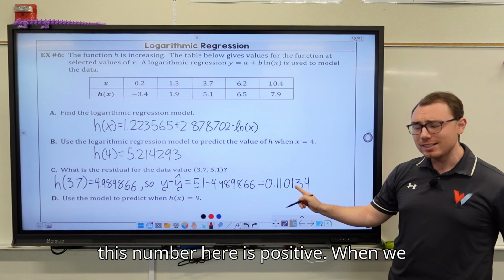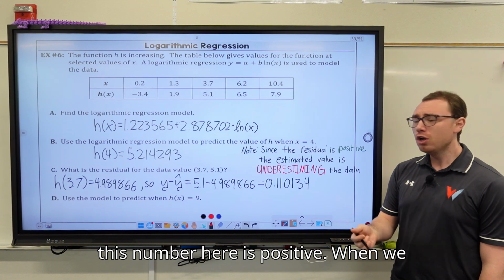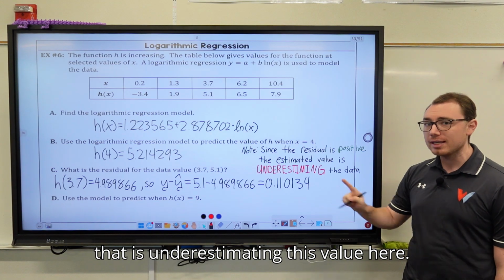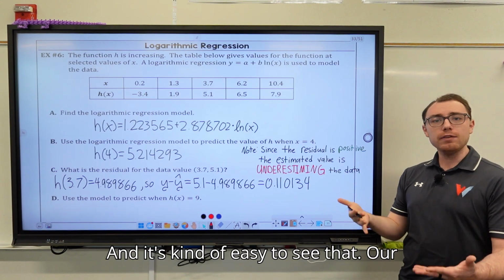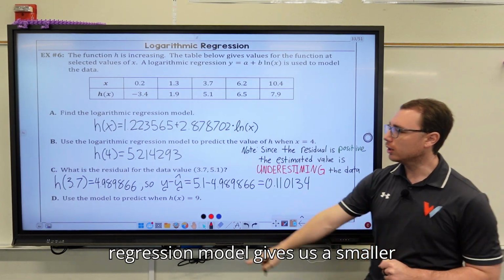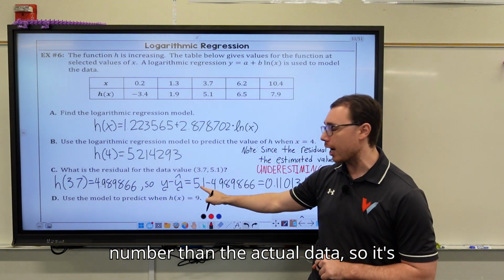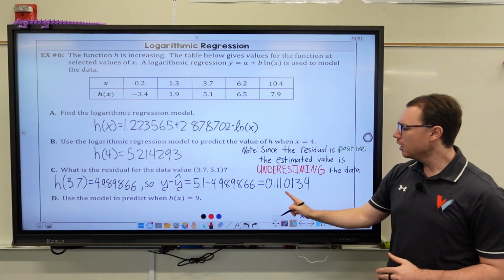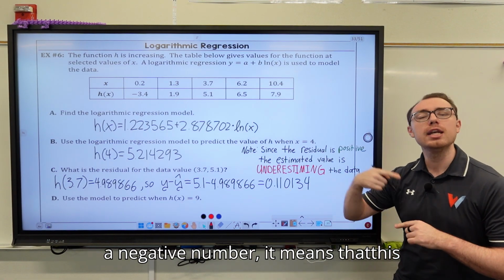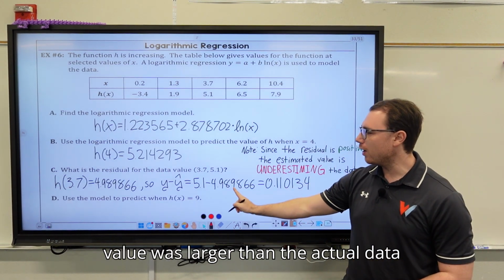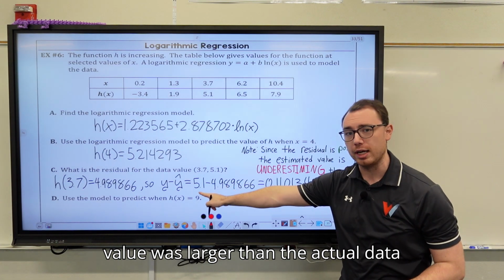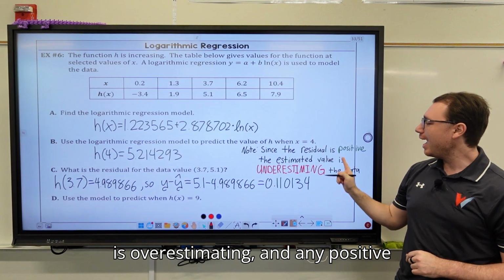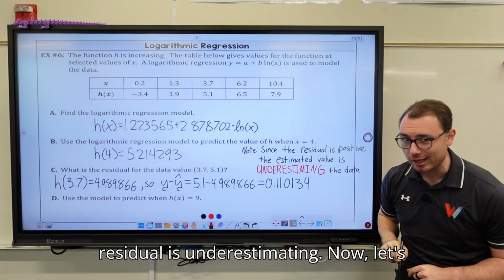In general, these decimals aren't really what we care about. It's the fact that this number here is positive. When we have a positive residual, it means that that is underestimating this value here. And it's kind of easy to see that. Our regression model gives us a smaller number than the actual data, so it's underestimating at that specific point. If this number for the residual was negative, it means that this value was larger than the actual data set, meaning that any negative residual is overestimating and any positive residual is underestimating.